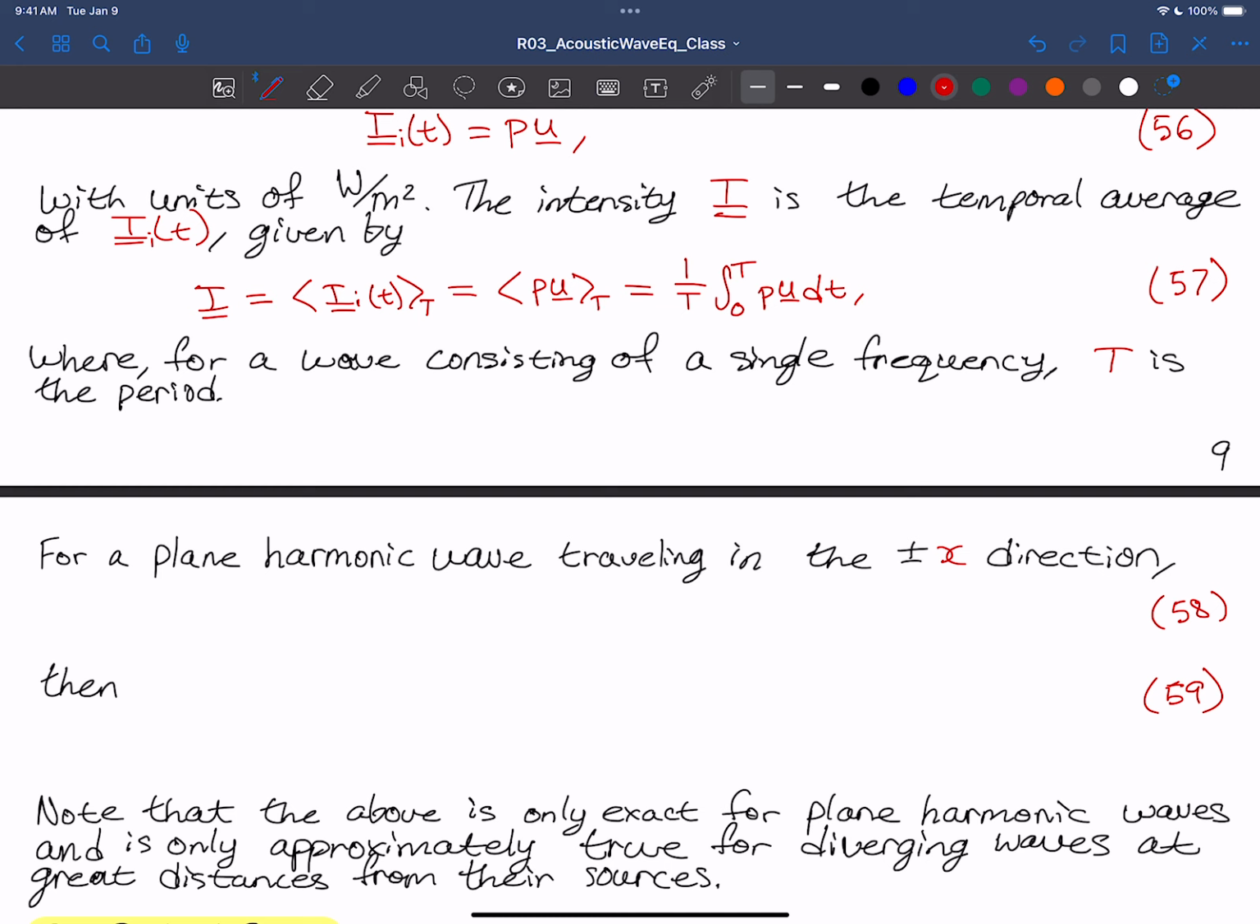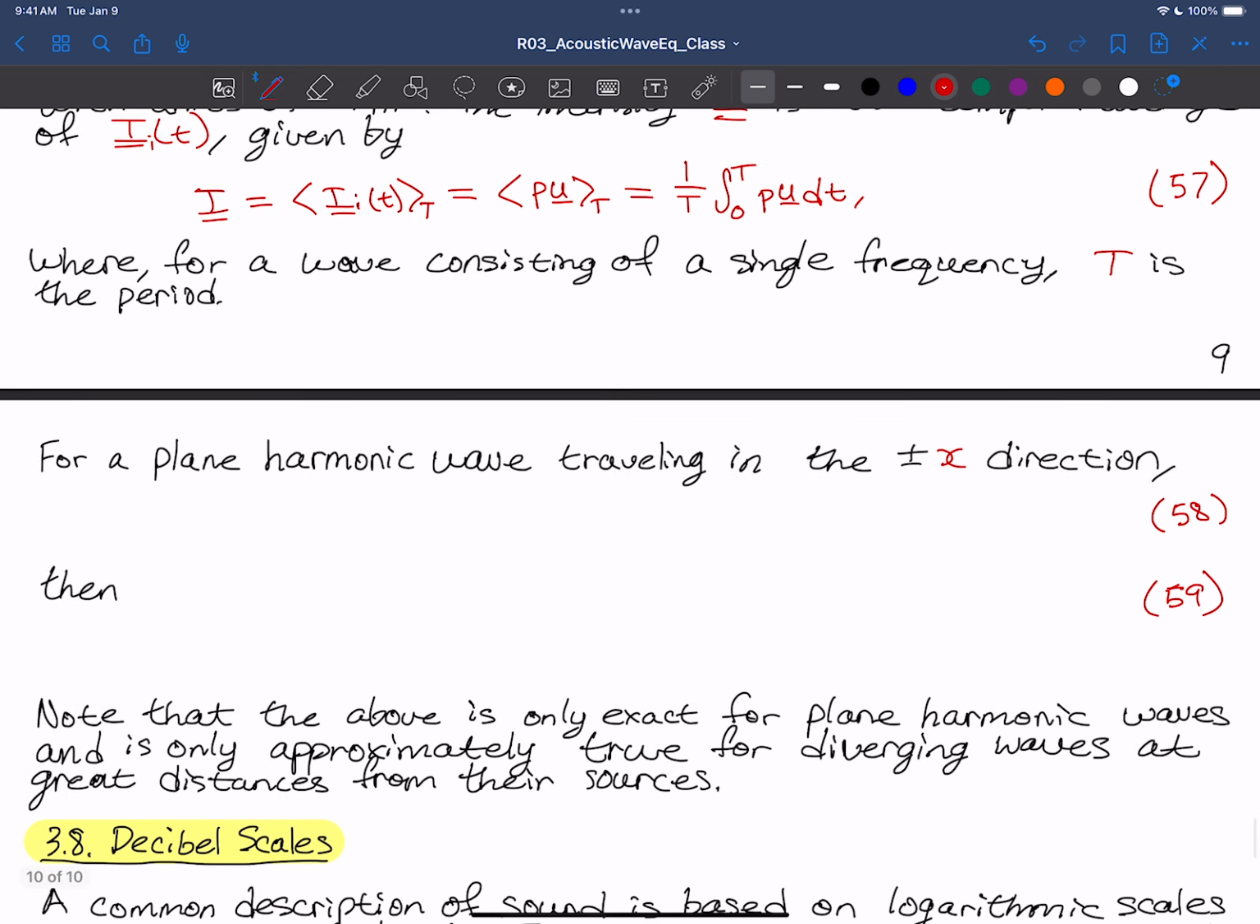Okay, so for a plane harmonic wave traveling in the plus or minus x direction, we can write that p is equal to plus or minus rho times c times u. And note that u is not a vector here because we're only considering one-dimensional propagation, because we're dealing with plane waves.